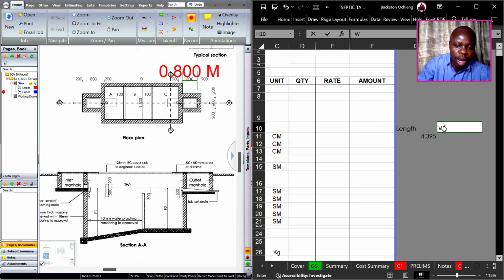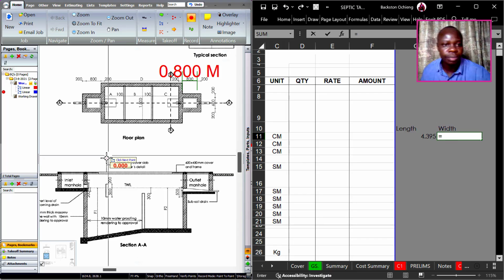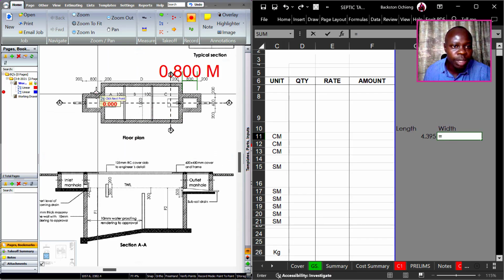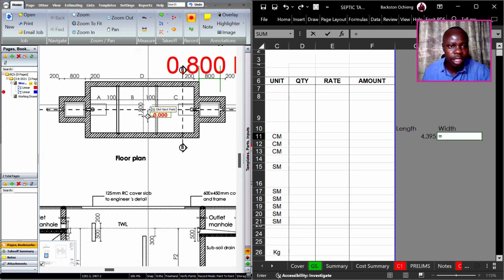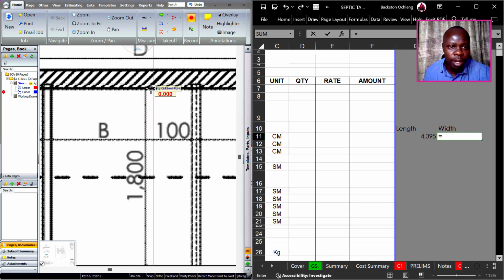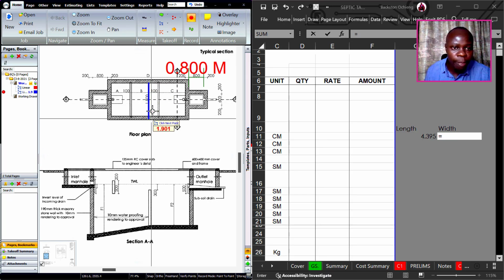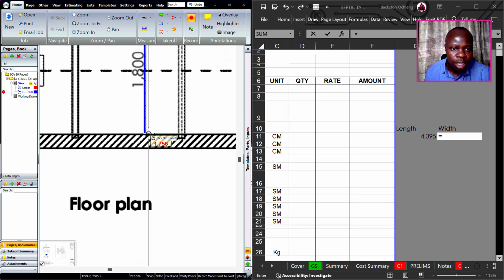And then we also work on the width. Width here becomes, width has been indicated. So what we have to check is it's 1.8. 1.8 is within the walls. So that is how it is. The 1.8 is here.